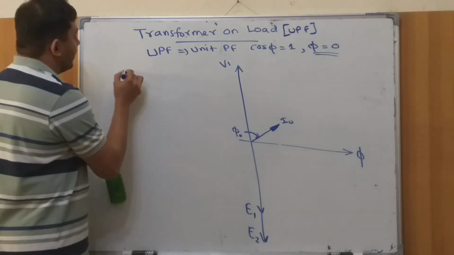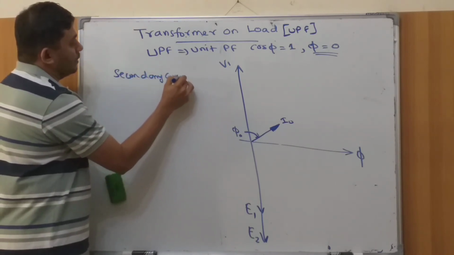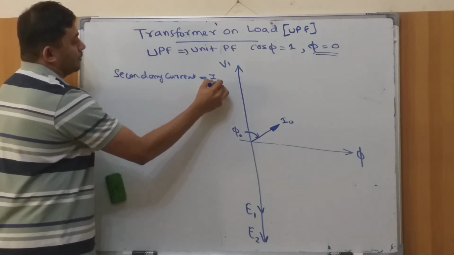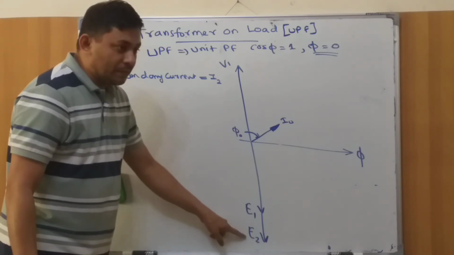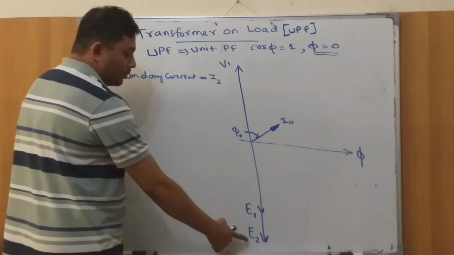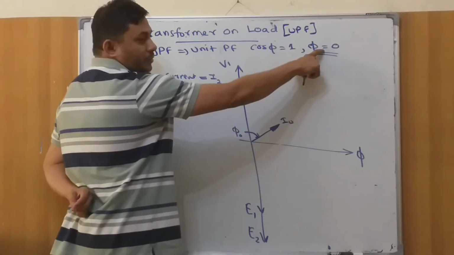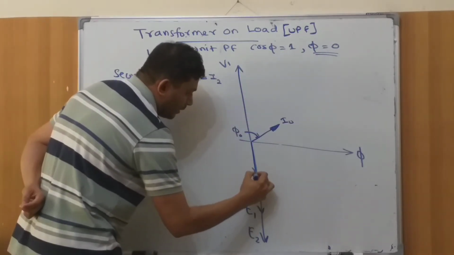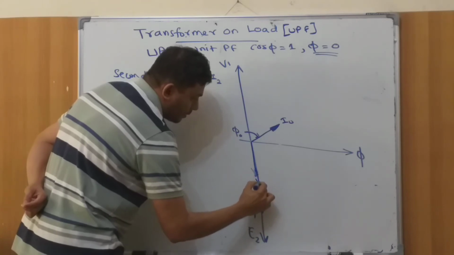Now we want to find out I2, because now the transformer is loaded, right? And what is the secondary current? The secondary current, let's say it is I2, okay? And I2 is going to be here, right? Because with respect to E2, V2, everything will be coming in this particular line. So I'm going to draw I2 with an angle of 0. Which means that I'm going to get something here, right? Let us assume that this is I2.